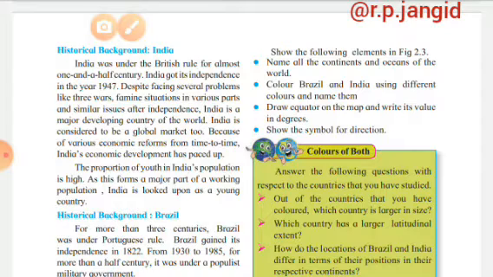1971 Indo-Pakistan wars. Famine situations in various parts and similar issues after independence. India is a major developing country in the world. India is considered to be the global market too.